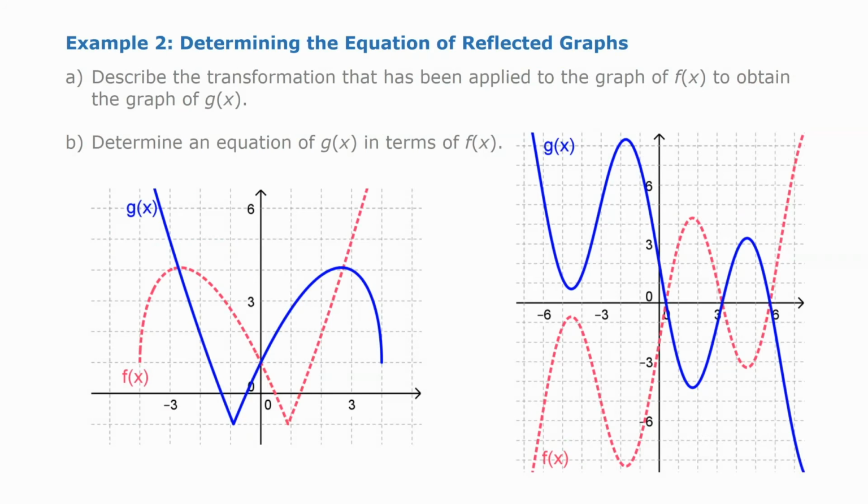Next, we're going to have a look at some graphs that have been reflected and try to write an equation to represent those graphs. So in this first case here, our original function is this red dotted line here, this bizarre function, and we're just calling that f of x. And then we have this other function, it's been reflected, and it's called g of x. So what we're going to do is write an equation for g of x in terms of f of x.